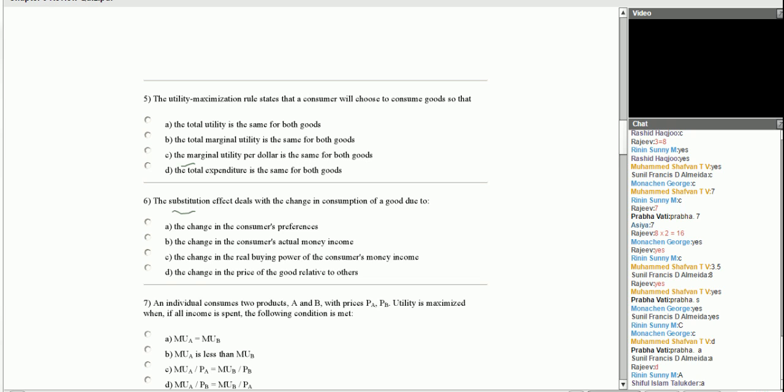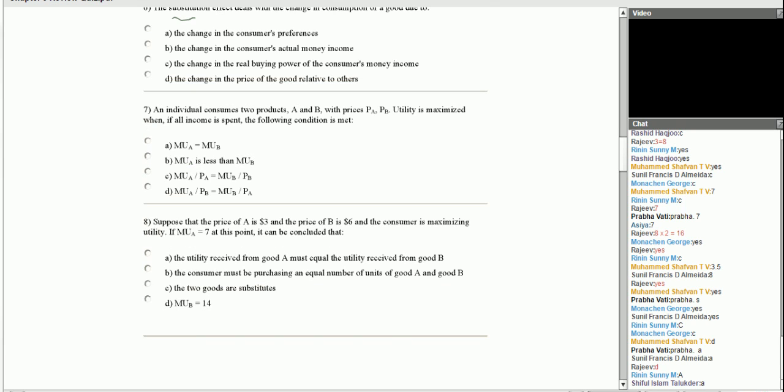Now next: an individual consumes two products A and B with prices PA and PB. Utility is maximized when, if all income is spent, the following condition is met. A, B, C or D? This is again from the law of equi-marginal utility only.